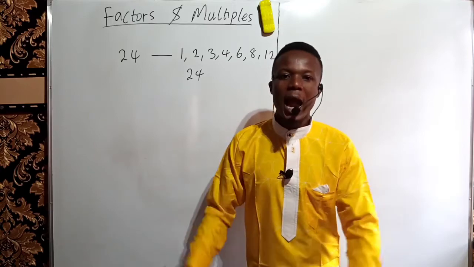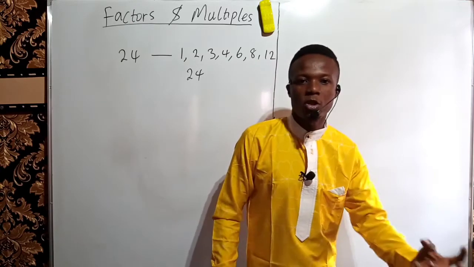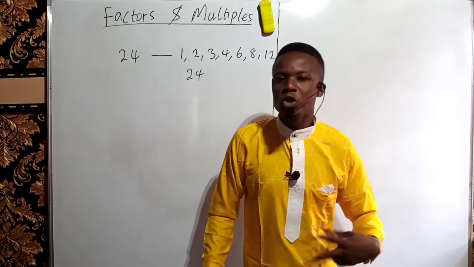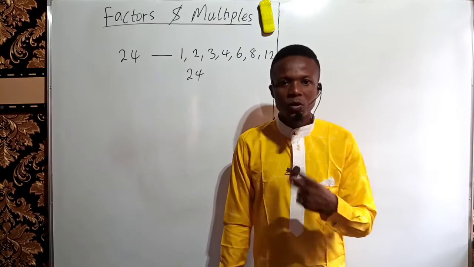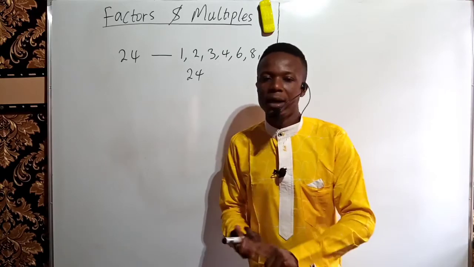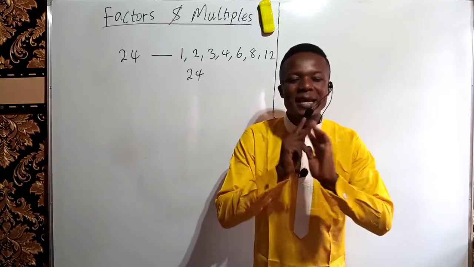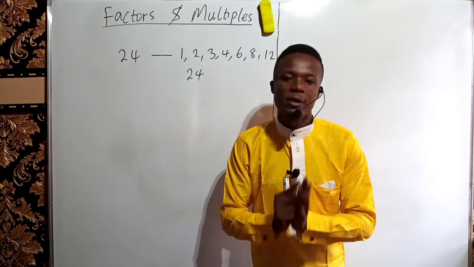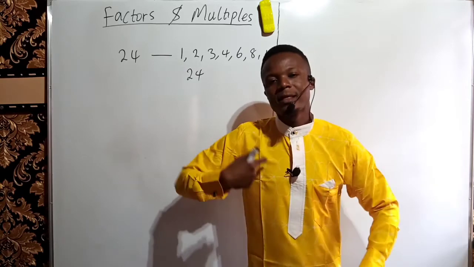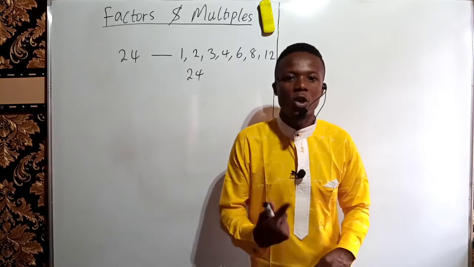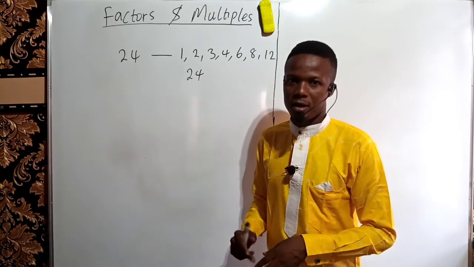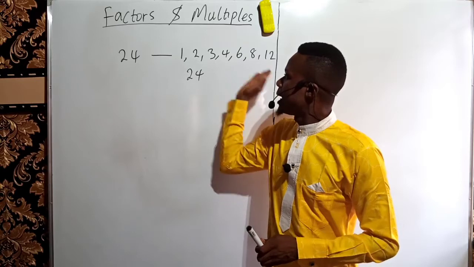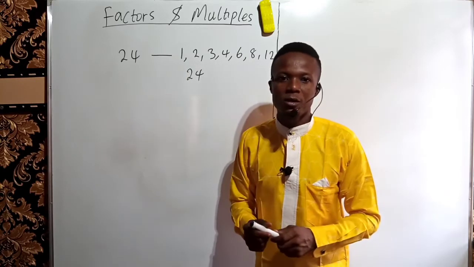Therefore, when you are asked to list out the factors of a number, the first thing that should come to your mind is 1 and the number in question. Okay? 1 and the number in question are sure factors of any number, before you start to think of other numbers that can go into it exactly without any remainder. So these numbers here are the factors of 24.